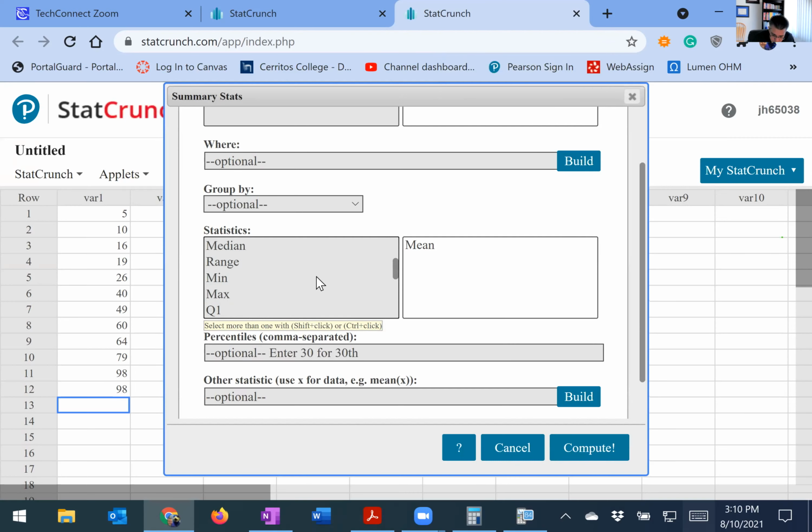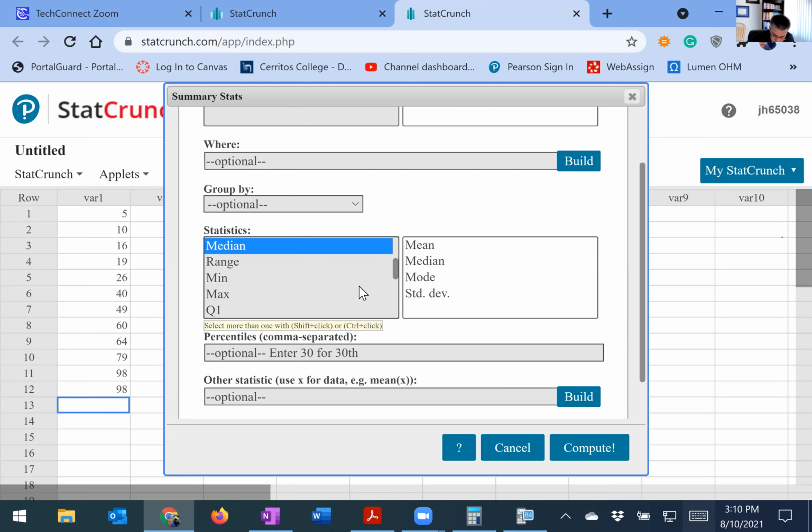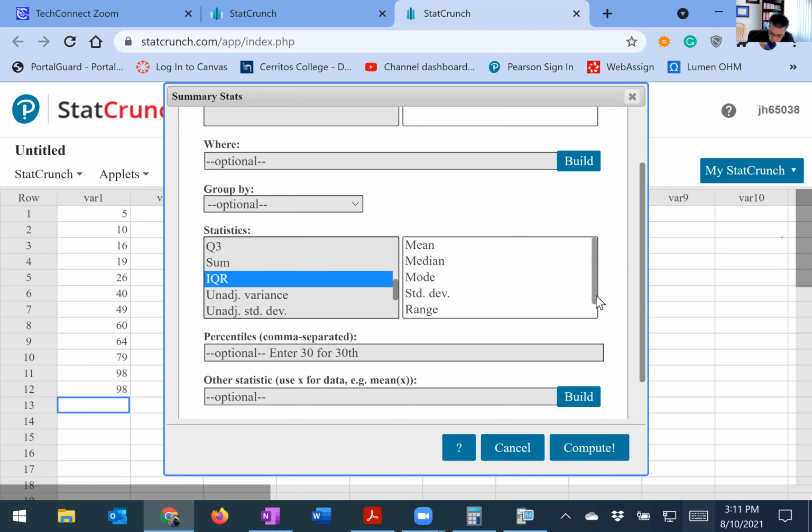So median, and then we want the mode. I think that's all the way down at the bottom. And then we want the standard deviation, and then we want the IQR and the range. I don't know if it'll do the IQR. I think we have to, oh, we'll do the IQR. So let me get rid of this one.